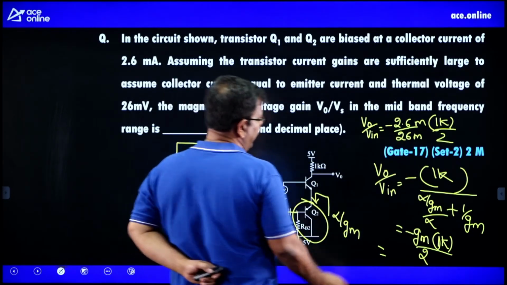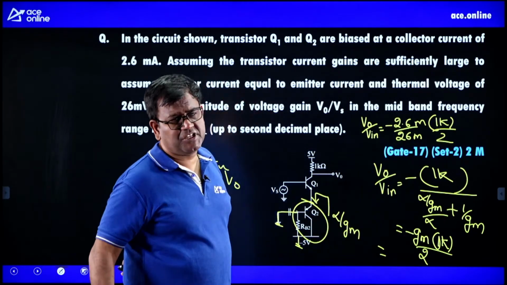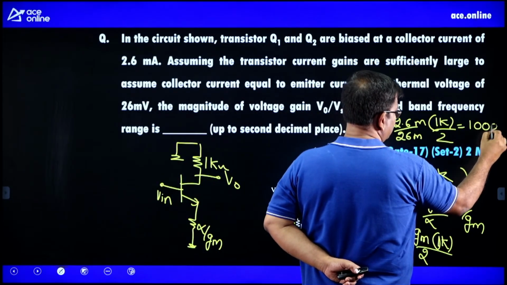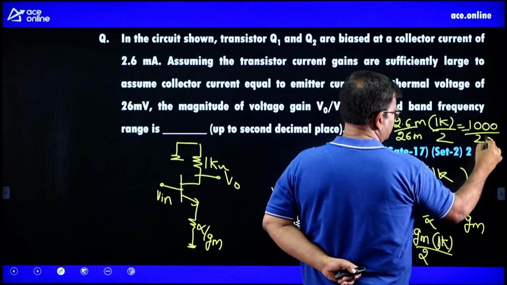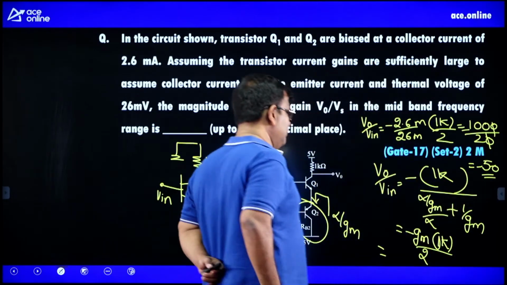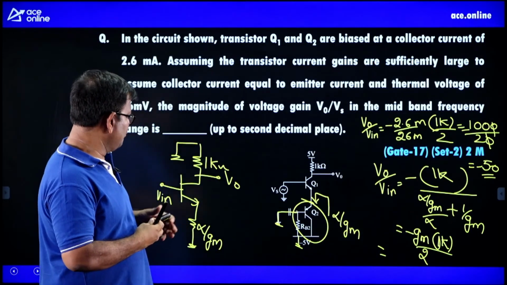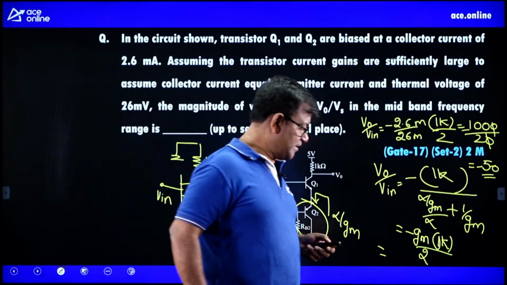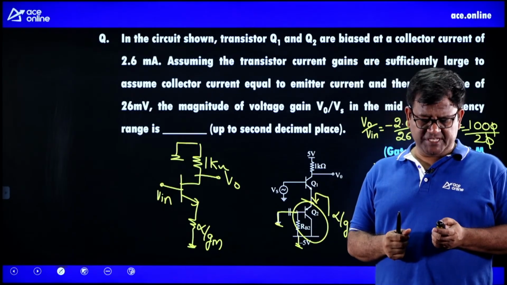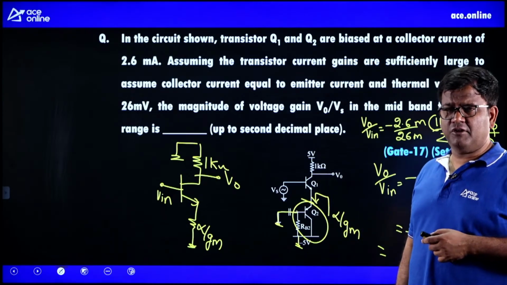So this is 1 by 10, 2 into 10 is 20. So what is 1000 by 20? 1000 by 20, so 0 0 cancel, 2 goes 5 times, so minus 50. So minus 50 is the solution to this GATE problem. So you can do this by small signal model as well, right? Okay, thank you all, my best wishes to you. So we will see some more questions in the next video, right? Good luck.